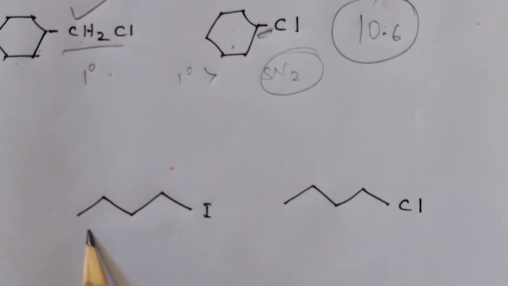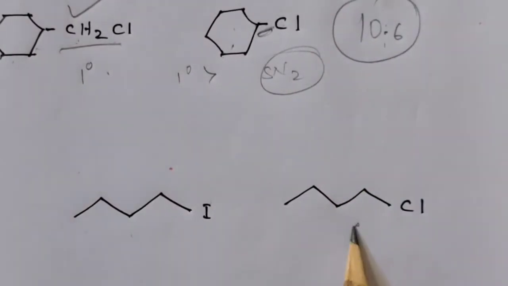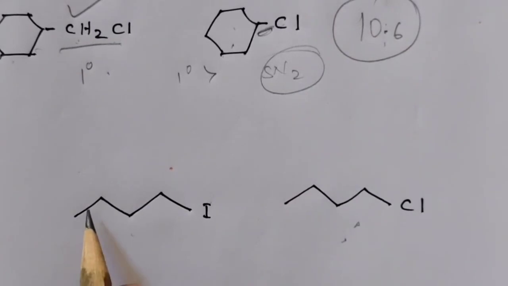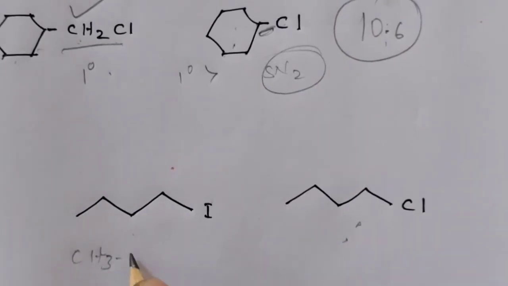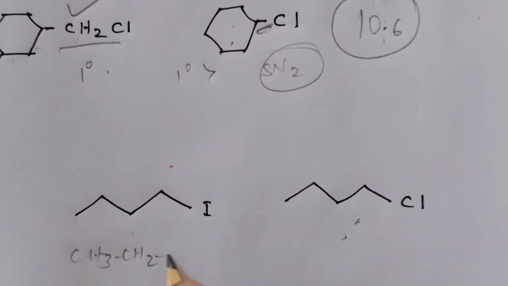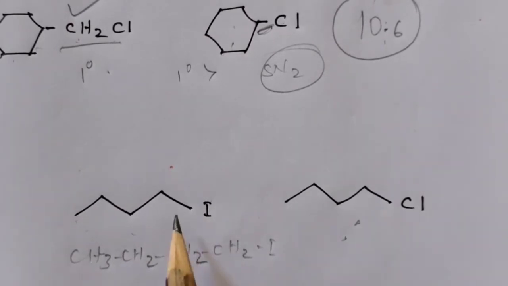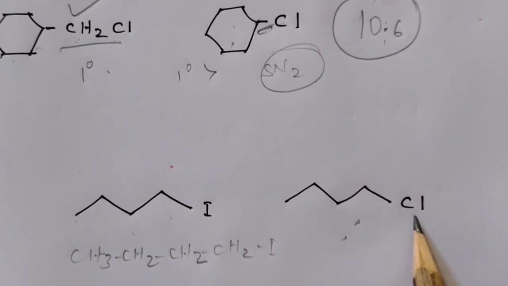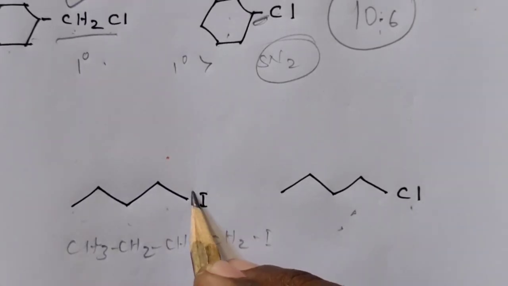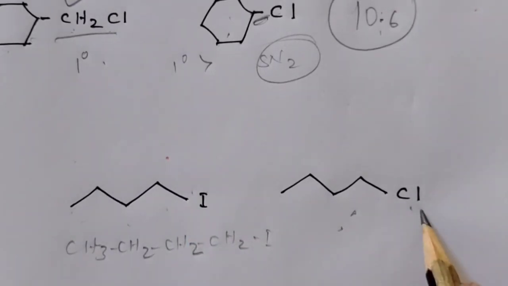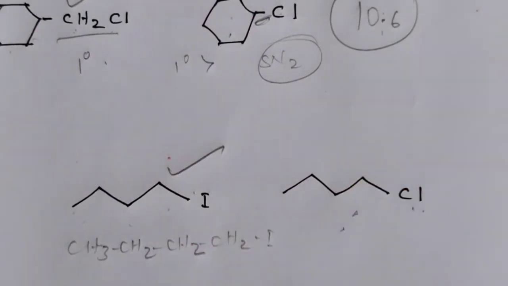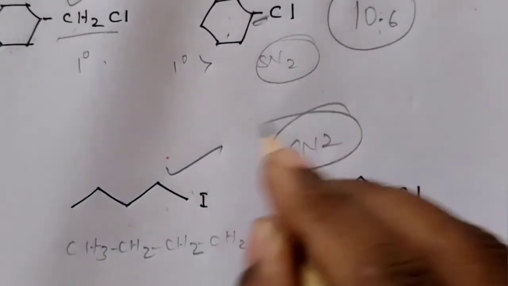Then the second question of example 10.6. See this, actually this compound is CH3, CH2, then CH2I. This is the compound. One is an iodide, the other is a chloride. We studied that for a given alkyl halide, iodides are faster than chlorides. Therefore, this will undergo the nucleophilic substitution reaction, or SN2 reaction, very fast.